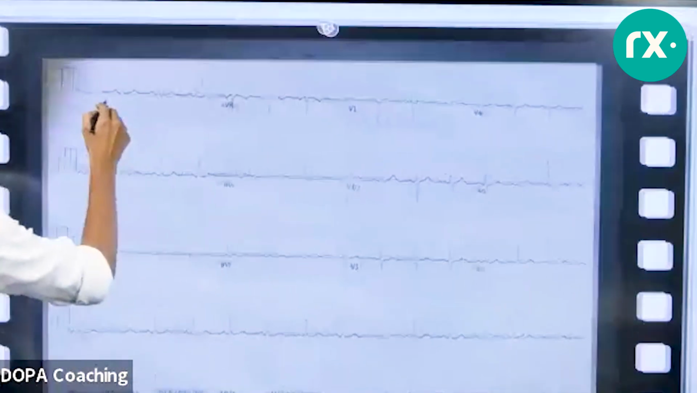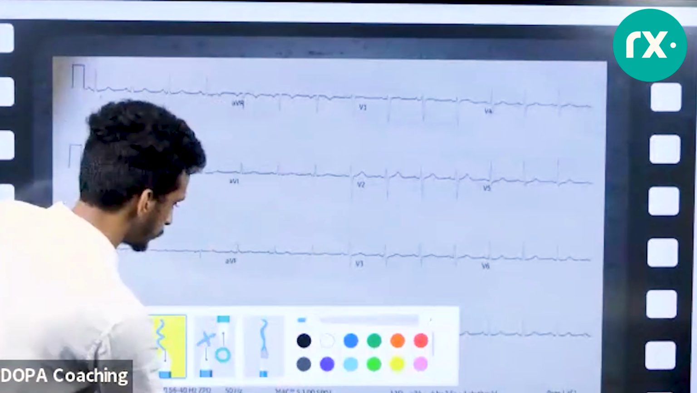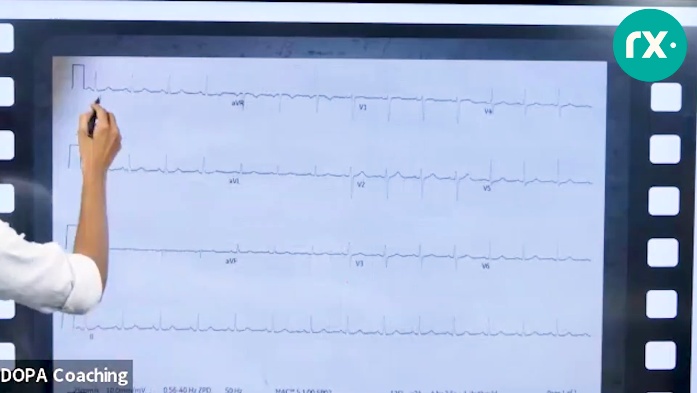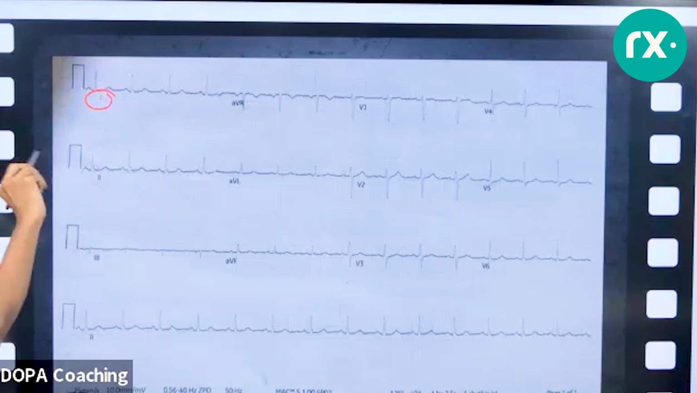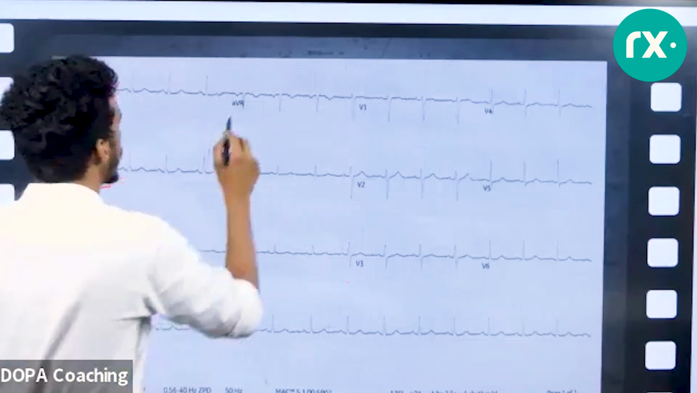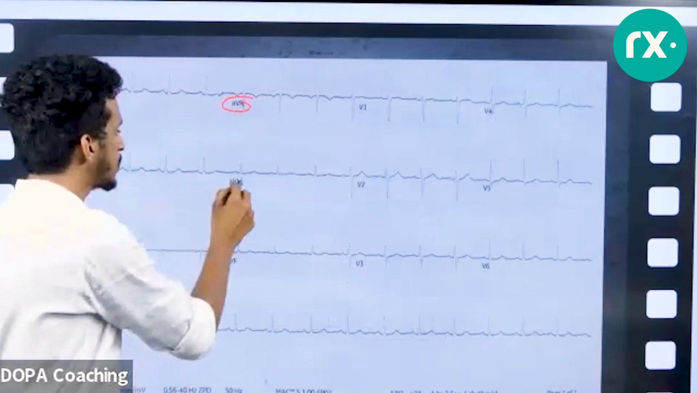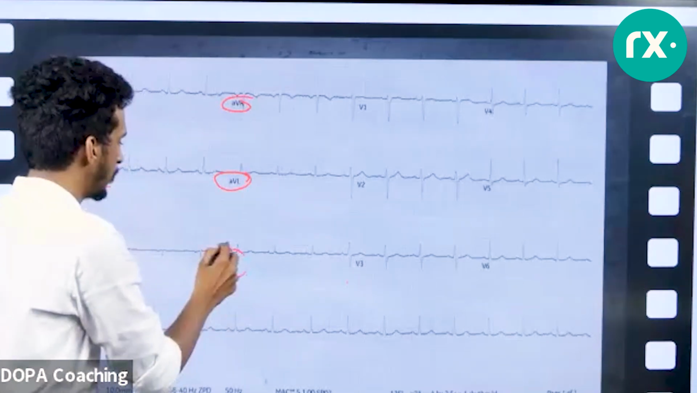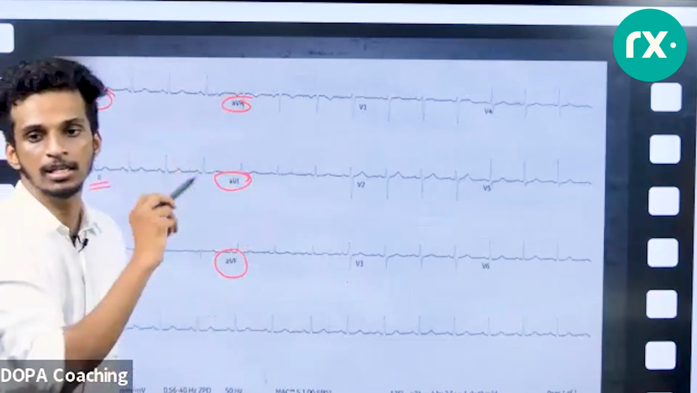This is lead 1. This will be the usual position of lead 1 in a normal ECG. This is lead 2. This is lead 3. This is AVR. This is AVL. And this is AVF. All together, these 6 leads make your limb leads.